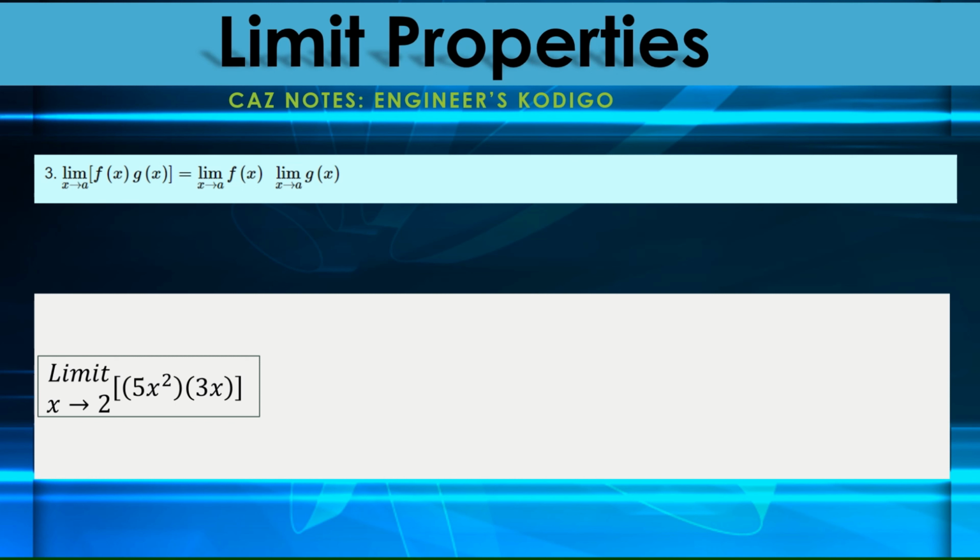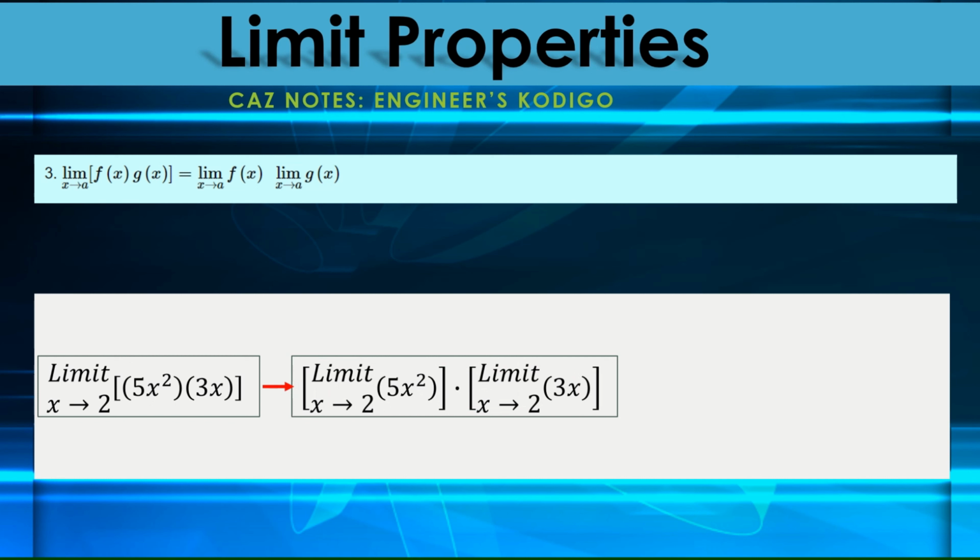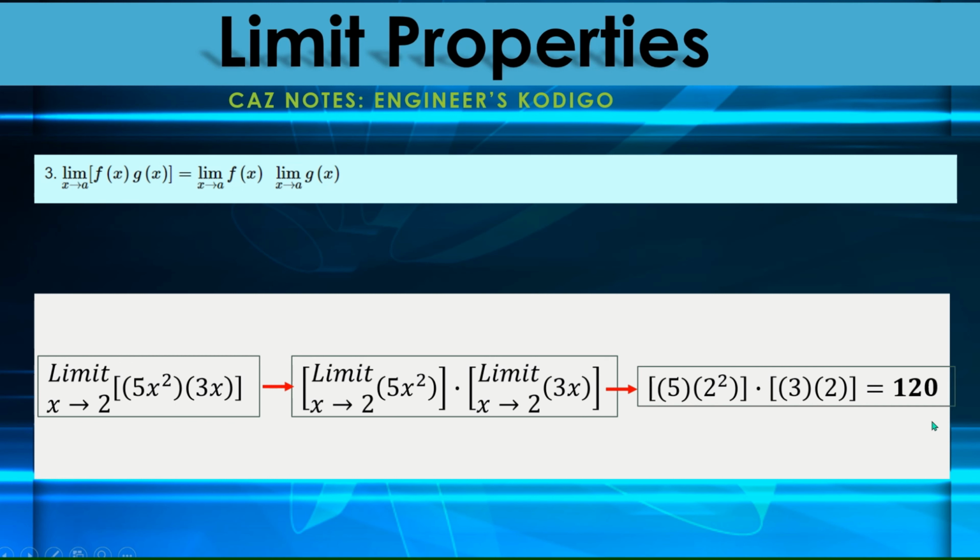So we will assume that the function f of x is 5x squared and the function g of x is 3x. So we can evaluate them as two separate limit functions, as you can see on the screen. So the limit of the function 5x squared as x approaches 2 times the limit of the function 3x as x approaches 2. So we can use this type of property in limit. Doing this, we will have this, and then we will obtain the final answer as 120.